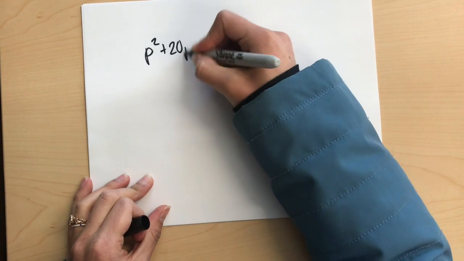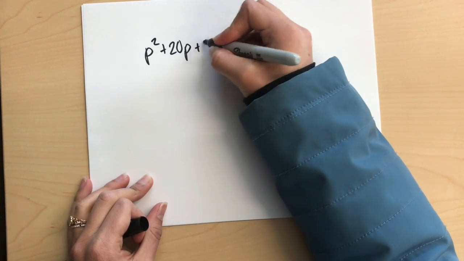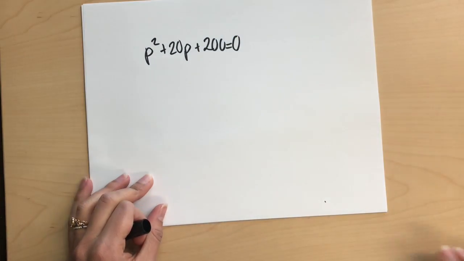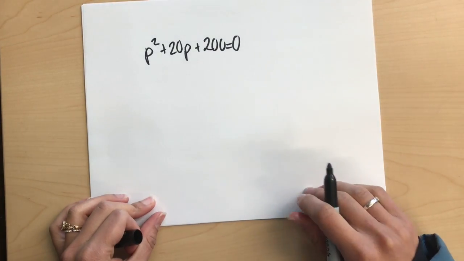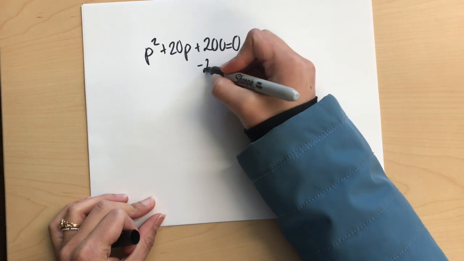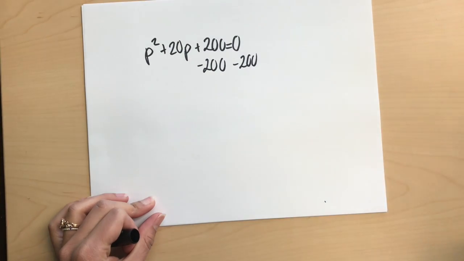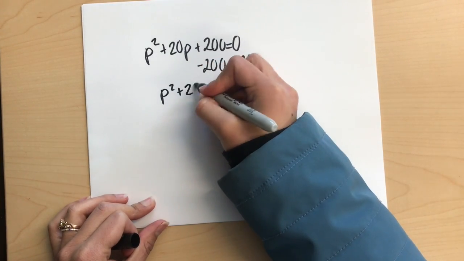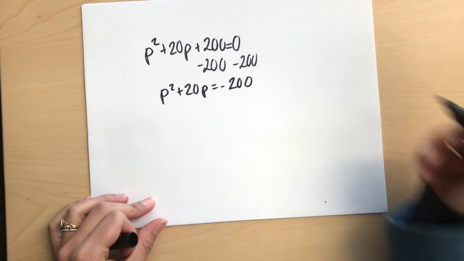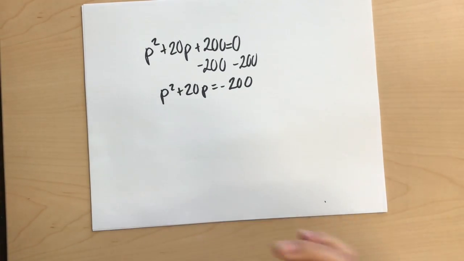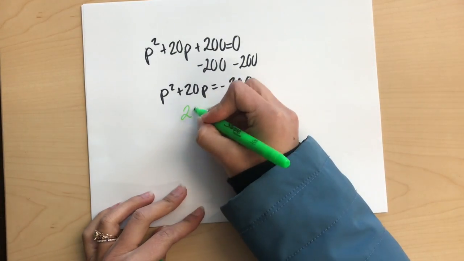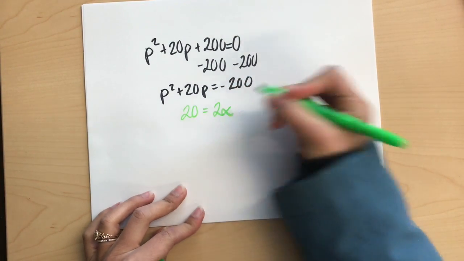Suppose I have p squared plus 20p, and then this is going to be plus 200 is equal to 0. Okay, so here the first thing I want to do is get rid of whatever number is kind of in my way. So I'm getting rid of the 200, I'm putting it on the other side. It's still going to be there, right, but I'm just getting it out of my way for now. Now I'm going to look at that middle term, the p term, and I'm going to see that 20 is there. 20 is in front of the p.